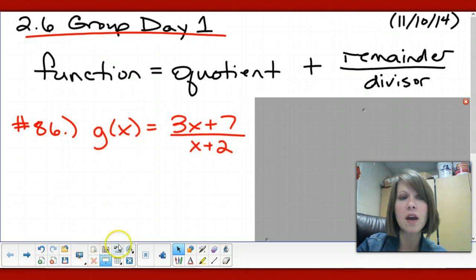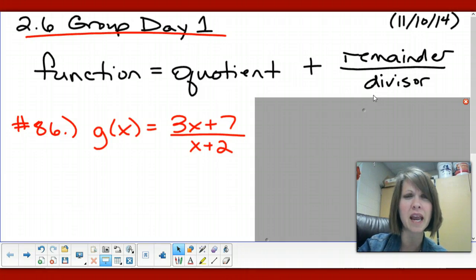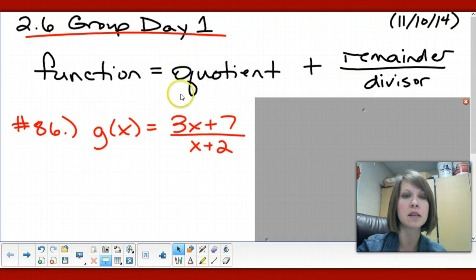So we are supposed to take our function and rewrite it as a quotient plus a remainder over a divisor. This is what your directions say for this problem set, like 85 to 88, I believe, in your textbook for 2-6. All right, so here's 86. g of x equals (3x plus 7) over (x plus 2). You can look at this and know what the vertical asymptote is. You can know what the horizontal asymptote is. But I want to talk to you about how to graph this by rewriting it in this form as a quotient plus a remainder over a divisor.